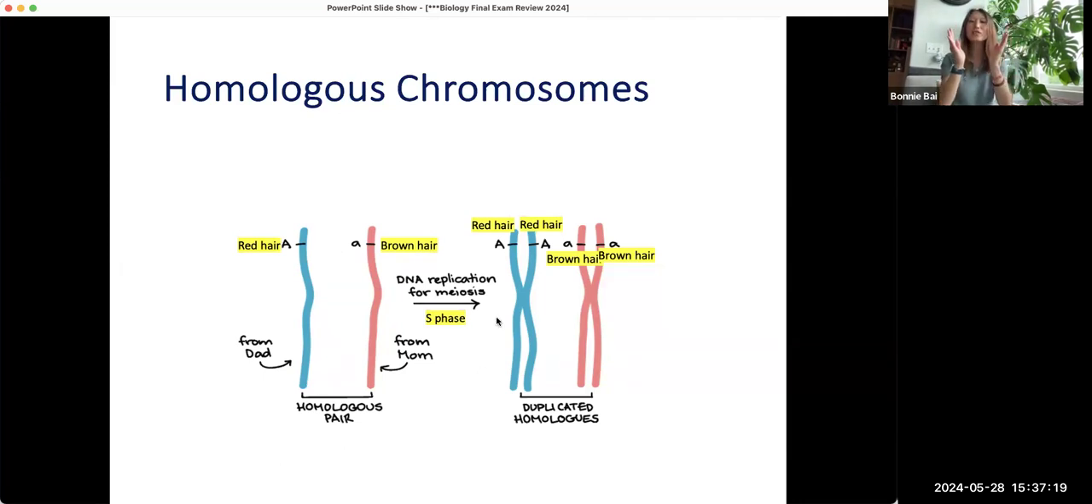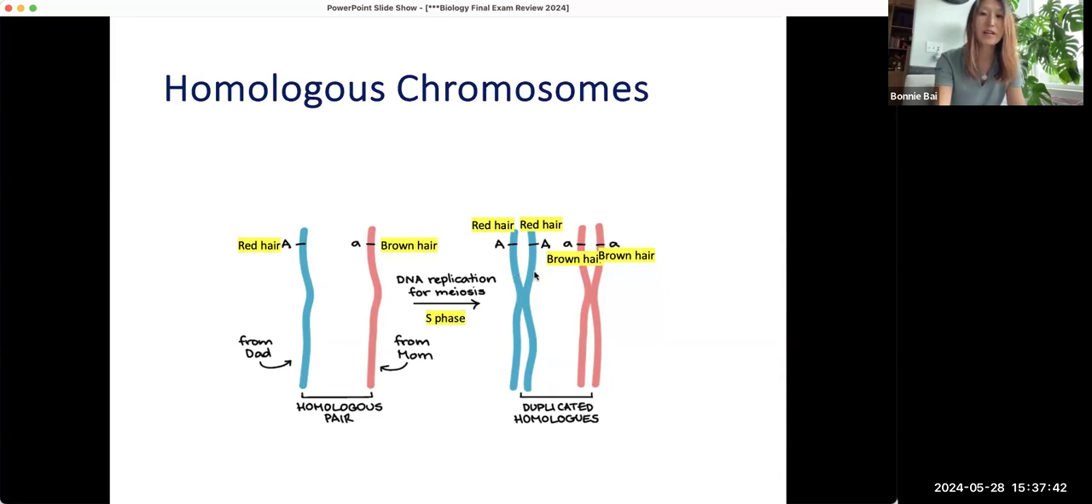And these 2 identical copies of DNA will be fixed together in the middle, called the centromere. So as you can see on the left side, this is still a DNA that is from the paternal side, from dad. But now, instead of just 1 copy of the DNA, you have 2 copies. And there are 2 sister chromatids. They're completely identical. So this is red hair. This will also be the DNA that codes for red hair.